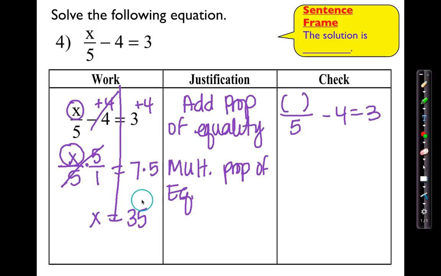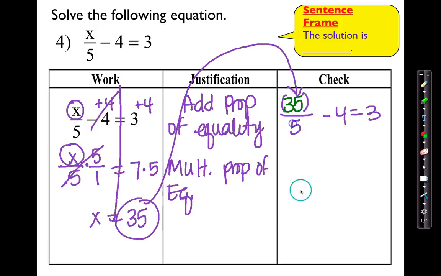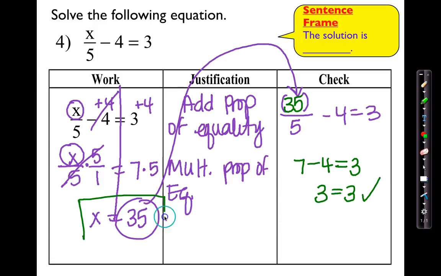Now that we have that, we're going to go ahead and place our 35 into the placeholder, which is right here. So I'm going to go ahead and put 35 inside. 35 divided by 5 is 7. 7 minus 4 equals 3. Is this true? Well, 7 minus 4 is 3, so 3 does equal 3. So I'm confident that x equals 35. Meaning if I plug in a 35 for x, this does leave me with a true statement.